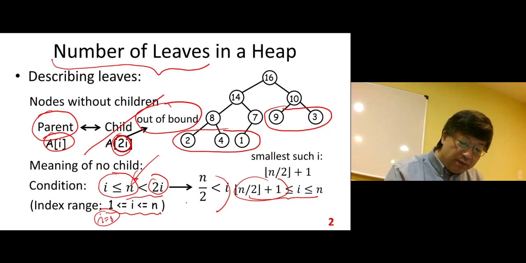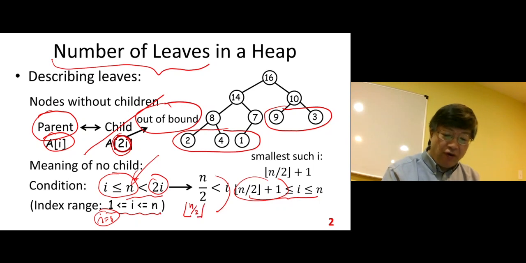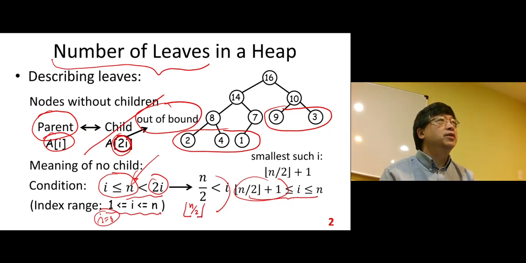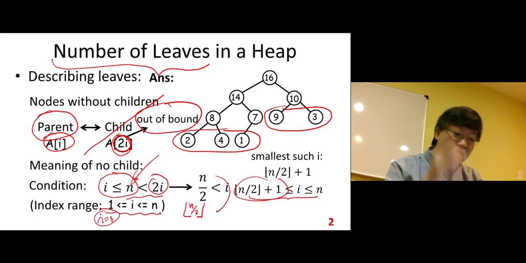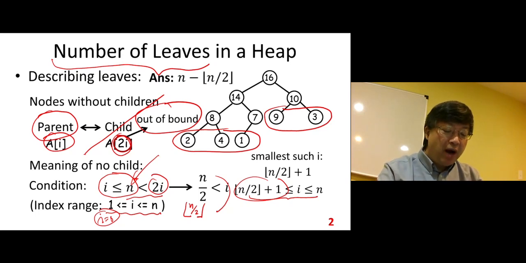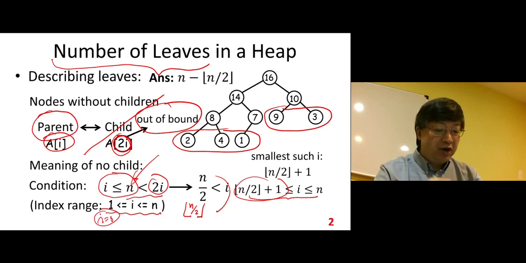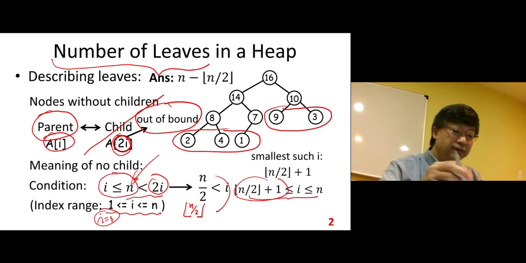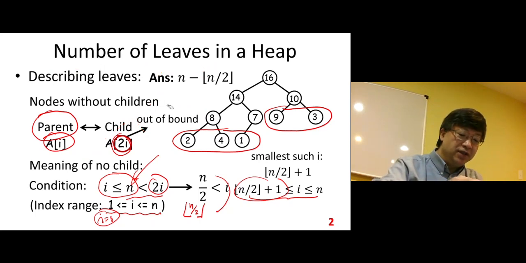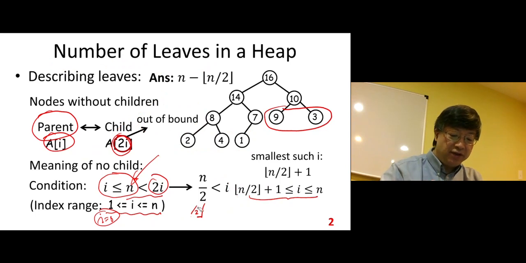So you want to subtract the one before the smallest element. So that's why the answer is n minus floor function of n over 2. Yes, that's the answer. Yeah, so our first answer.